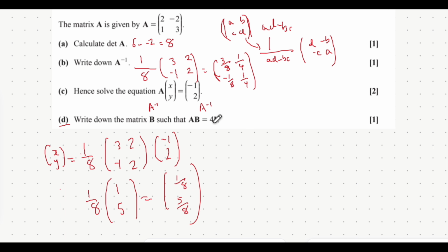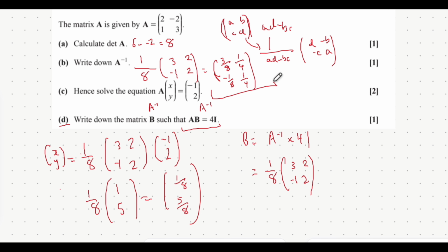Write down the matrix B such that this equation holds true. But once again, we can apply the inverse of A to both sides, and we get that the matrix B is given by the inverse of A multiplied by 4I. So let's multiply those together. So for the inverse of A, once again, I'm going to write out this expression here. So 1 eighth, lots of everything that was already there. 3, 2, minus 1, and 2. That's just what we found in part B.